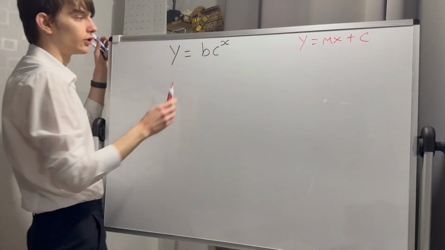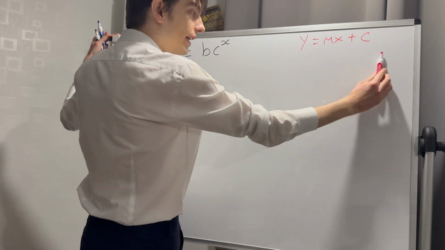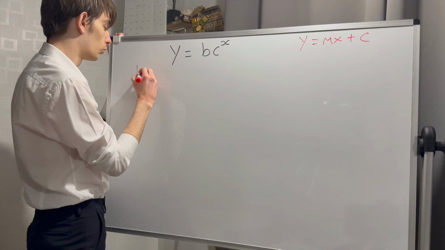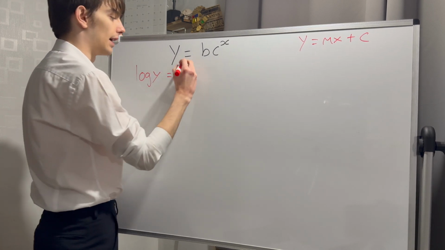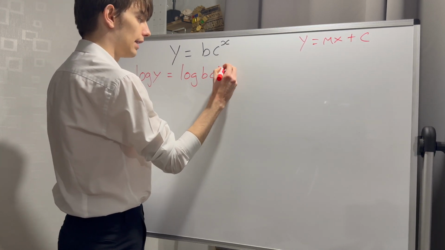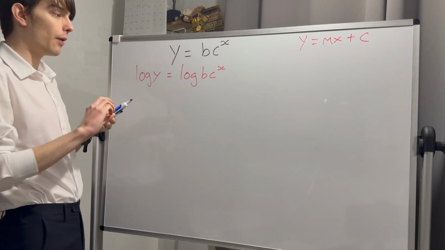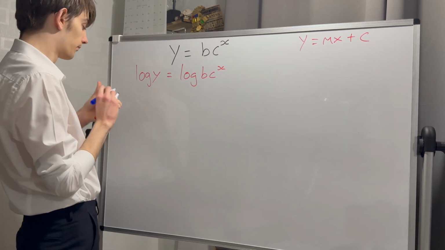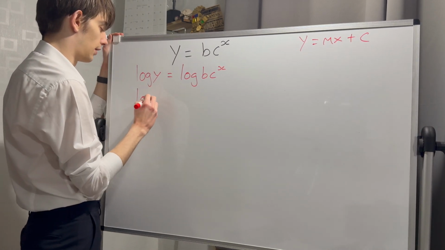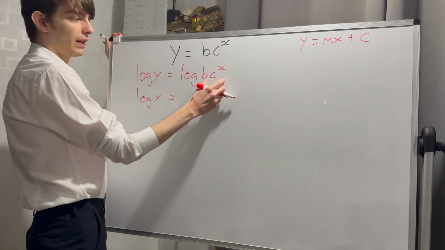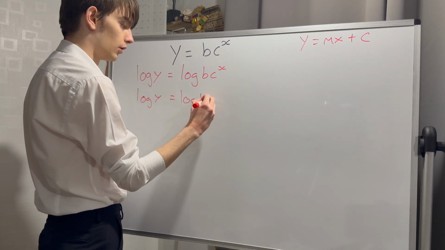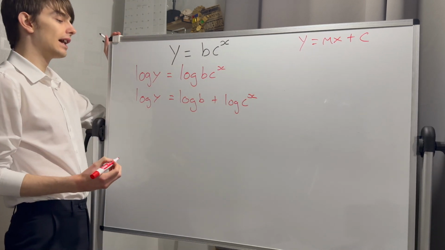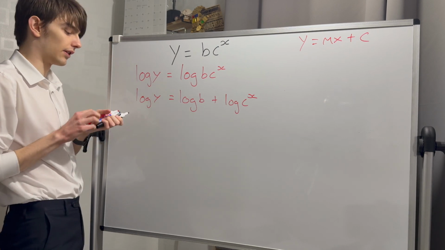Once again, our goal is to transform this into looking like y equals mx plus c, and we're going to do that by applying the same log laws. So first of all, let's take the log of both sides. I'm going to go a little bit quicker through this one. Then we're going to do the same thing we did last time, which is apply the law of multiplication. So this will then be log of y equals, b and c to the x splits up, log of b plus log c to the x, and then once again applying the power rule.